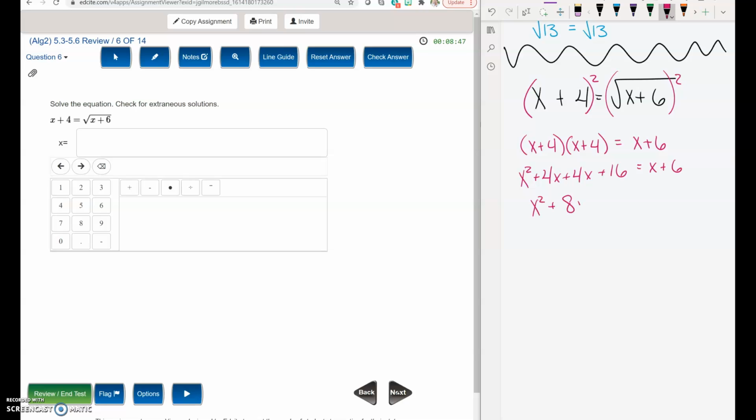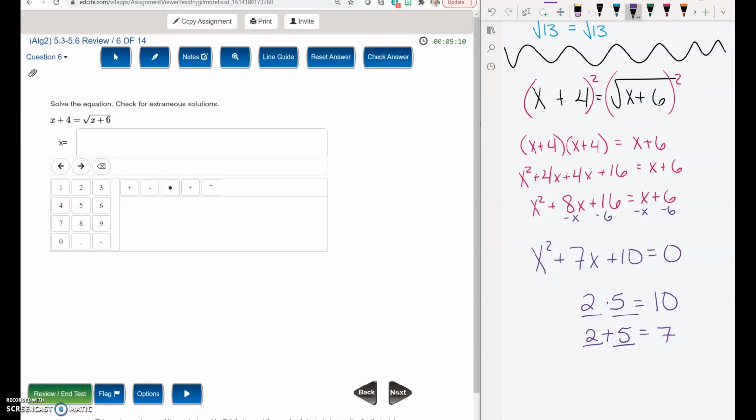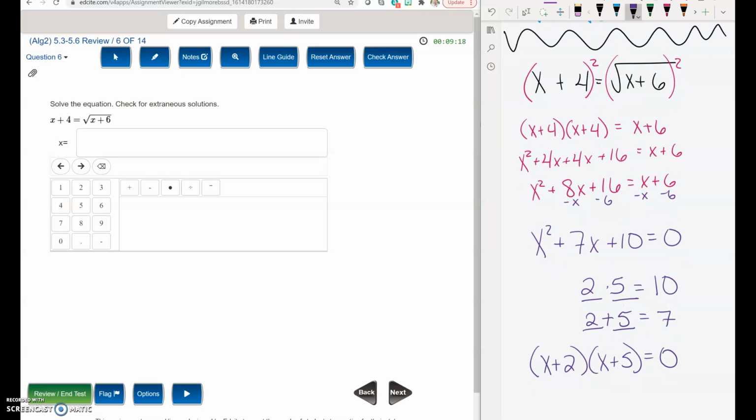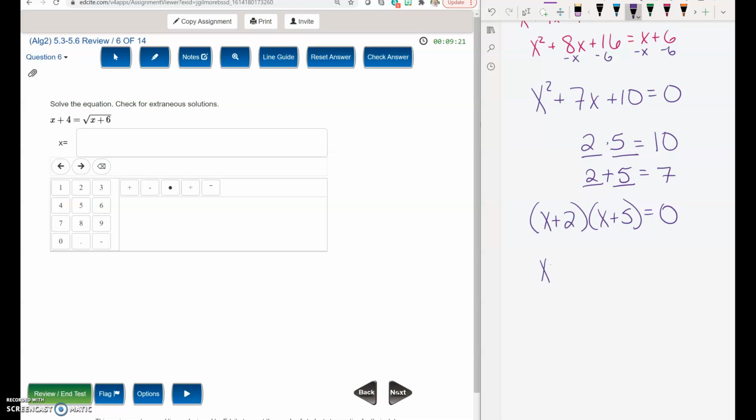Combine our like terms. And then we need to get one side equal to 0. So subtract x on both sides, subtract 6 on both sides. We have x squared plus 7x plus 10 equals 0. We're looking for two numbers that multiply to give us 10 and add up to 7. That would be 2 and 5. So x plus 2 and x plus 5 equals 0. Our solutions then would be -2 and -5.